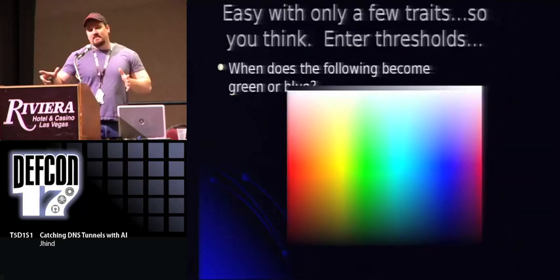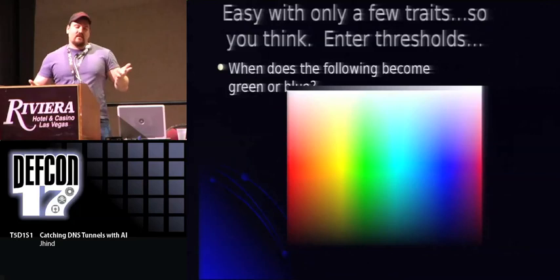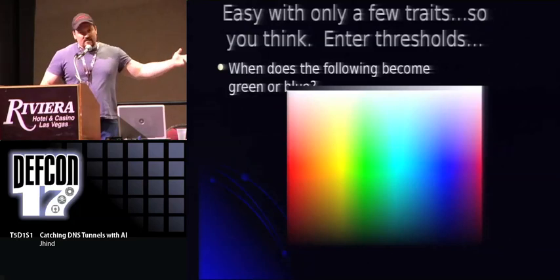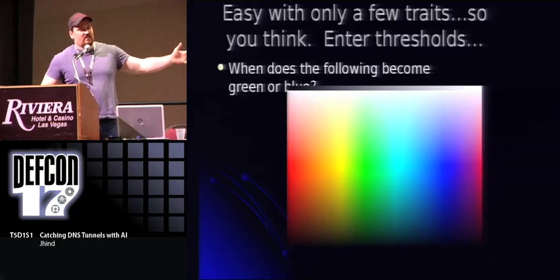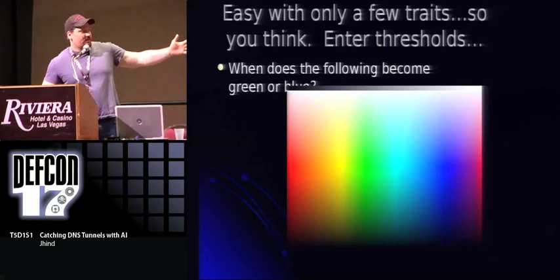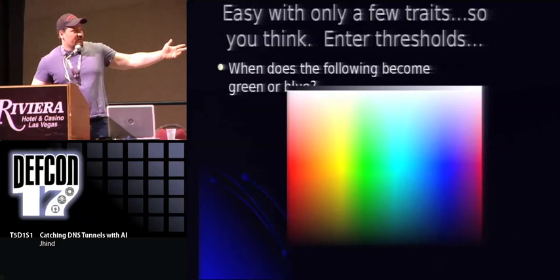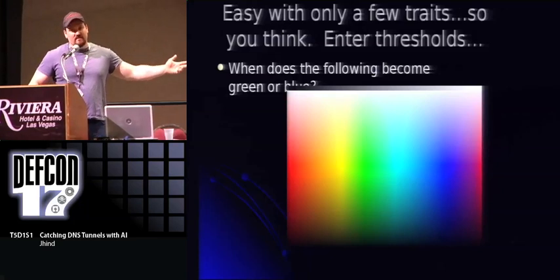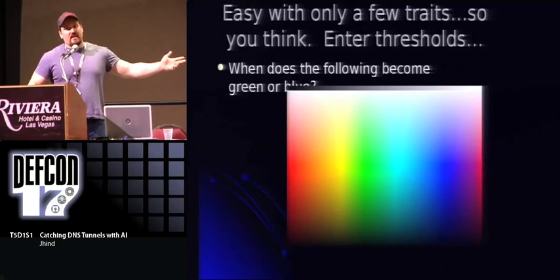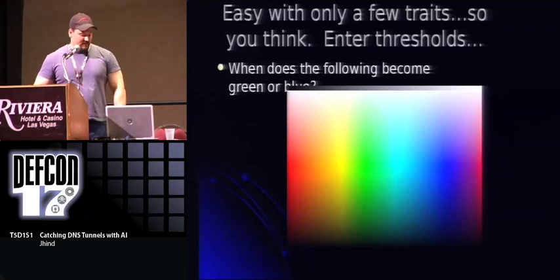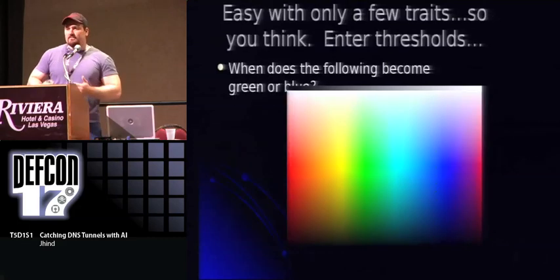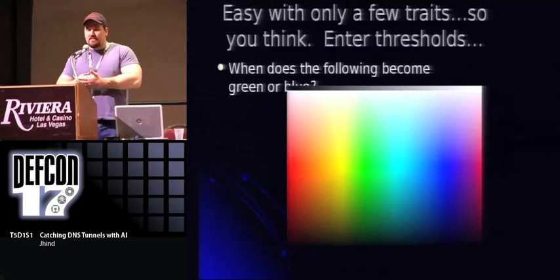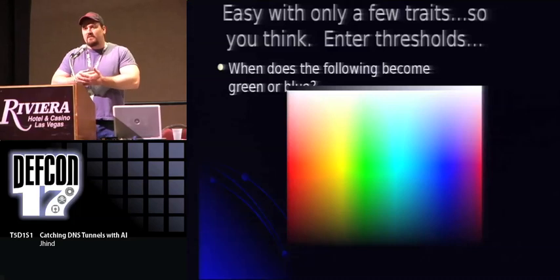So that was a really easy example. You only had a couple traits, color, right? But here's actually one trait. We're still talking about color, but it's much more complex. Because what if we asked you to just tell me when does green end and when does blue start? And that's a lot harder, right? Because everyone has a different opinion on that. So that's where thresholding comes in. So thresholds would be your personal threshold of when green becomes blue.